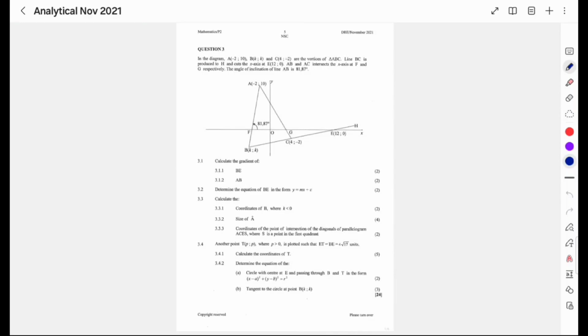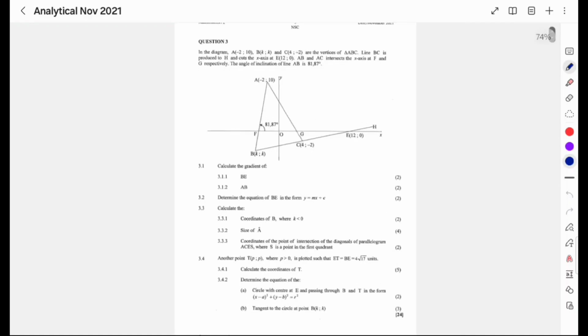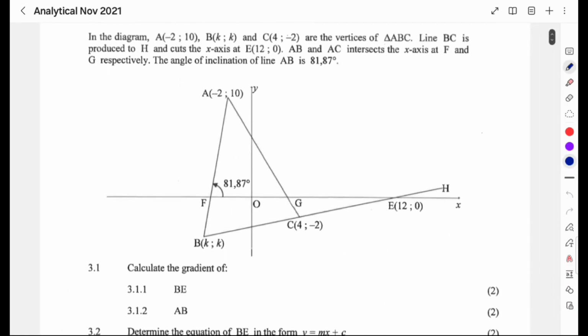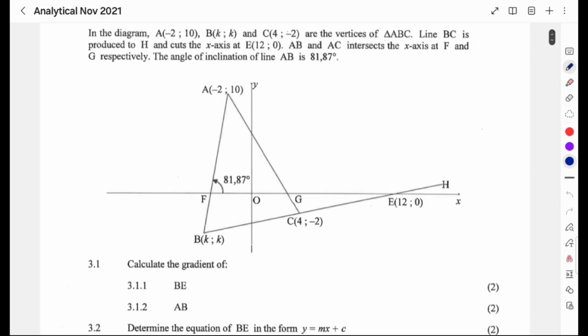We have question 3 from a November 2021 exam paper. Question 3 states, in the diagram, A, B, and C are vertices of triangle ABC. Vertices meaning the corners, the 3 points of the triangle.